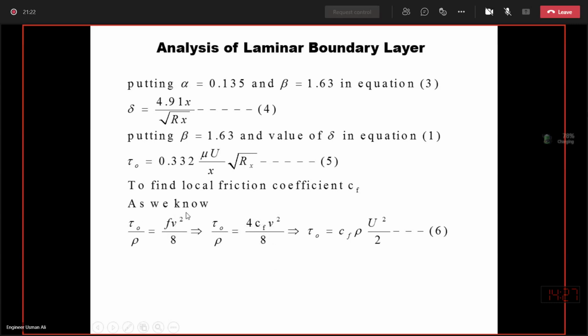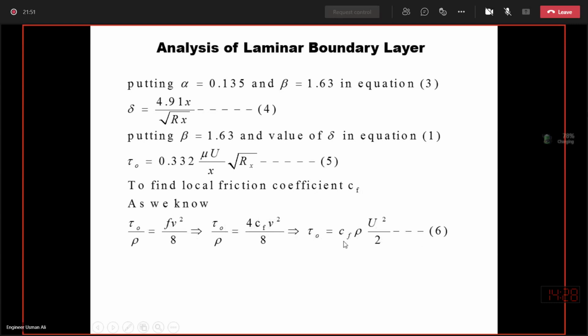We will derive this equation also in chapter number 8. So here you have to keep in mind that tau naught over rho is f v square over 8. This is the equation of shearing stress, especially in circular pipes, valid for laminar and turbulent flow. So over here we can use this to find the local friction coefficient. Putting friction factor as 4 times coefficient of friction and simplifying, tau naught is Cf rho u square by 2.